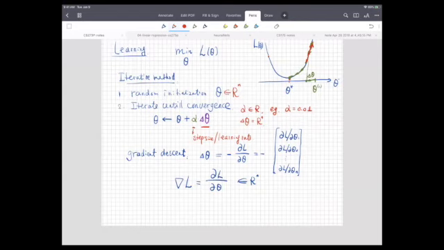Now the key step within this iterative method is determining which direction I should update the parameter theta. One method is called gradient descent, which calculates delta theta to be the negative of the gradient of the loss function with respect to theta. And what is the gradient? The gradient is simply the partial derivative of the loss with respect to each individual component of theta. So for instance, this is partial L over partial theta 1.